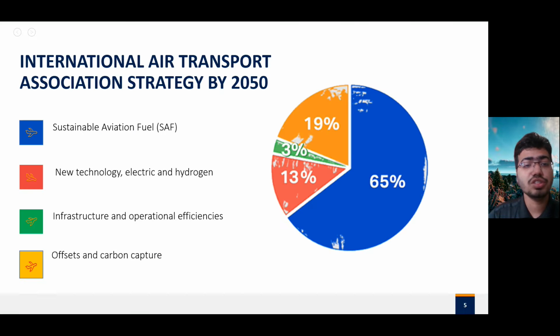The International Air Transport Association has a strategy for 2050. They plan to use 65% sustainable aviation fuel, 19% offsets and carbon capture, 13% new technology such as electric and hydrogen, and 3% infrastructure and operational efficiencies.